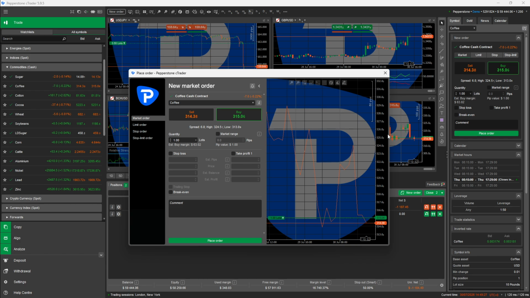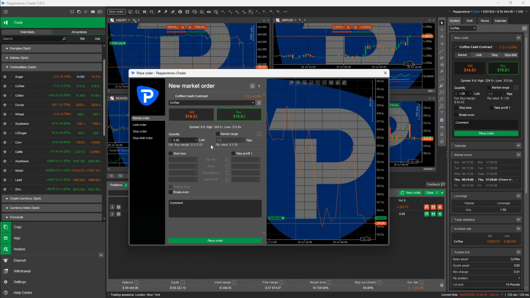In the order window, first confirm that the correct commodity is selected as the trading symbol. This is important because you want to make sure you are placing the trade on the right market. Next, enter the quantity for your trade. This determines the size of your position, so make sure it matches your trading plan and risk level.